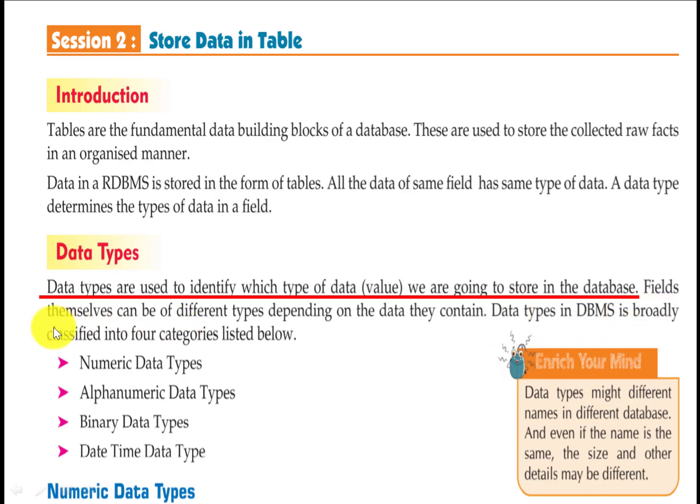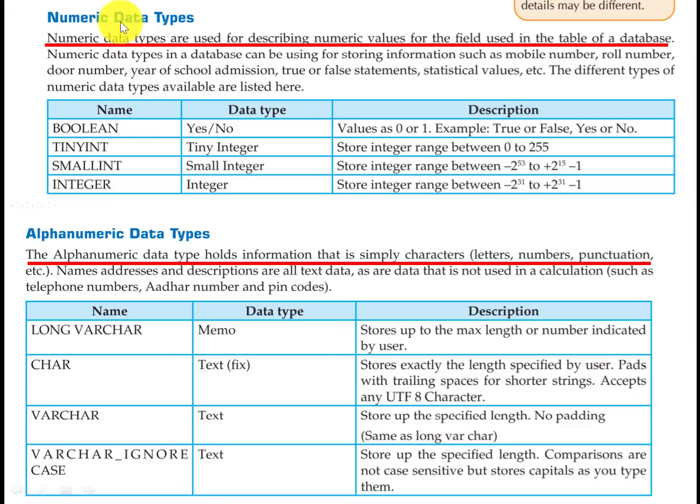Data types in DBMS are broadly classified into four categories, that is numeric data type, alphanumeric data type, binary data types, and date time data type. Let's learn these four data types one by one. What is numeric data type? As the name suggests, numeric data types are used for describing numeric values for the field used in the table of a database.